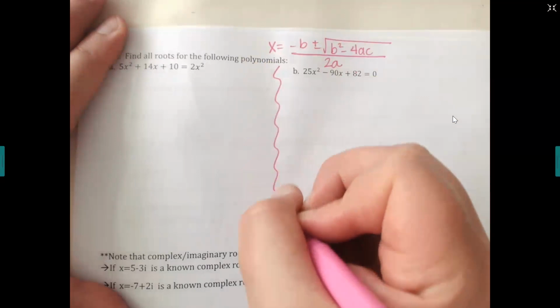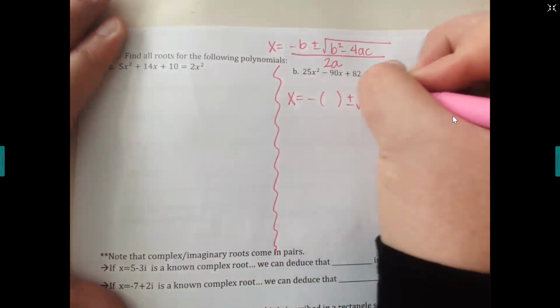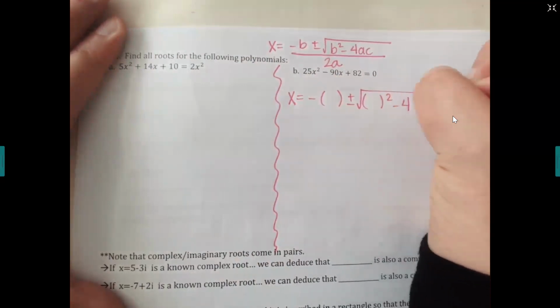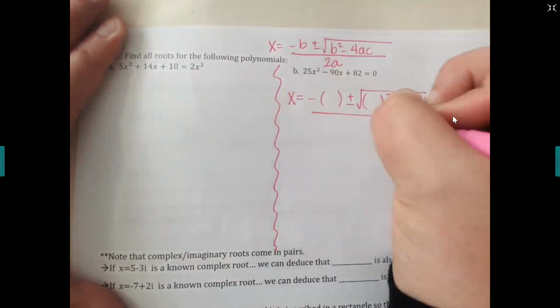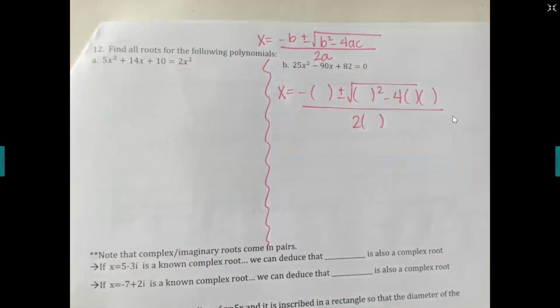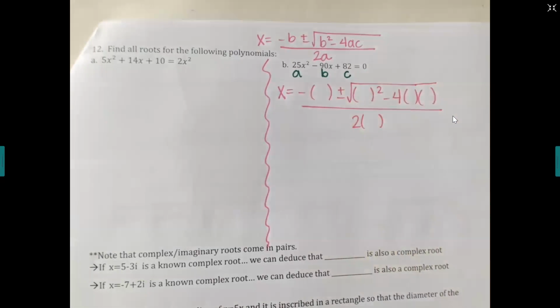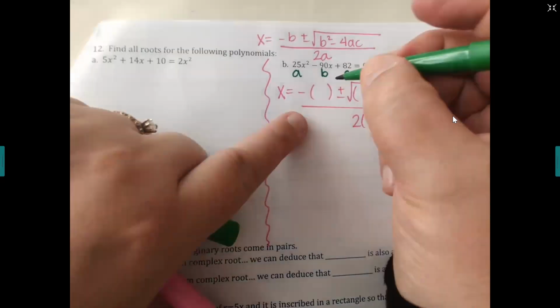We're going to do letter B. Okay, so I'm always going to set up the formula just with the numbers missing. Then I'll plug them in a second. So the first number I want is negative B. B goes in the first two blanks. What is my B in my equation? What number? Okay, negative 90 is correct. So this is A, B, C. So I'm going to put a negative 90 here and here.